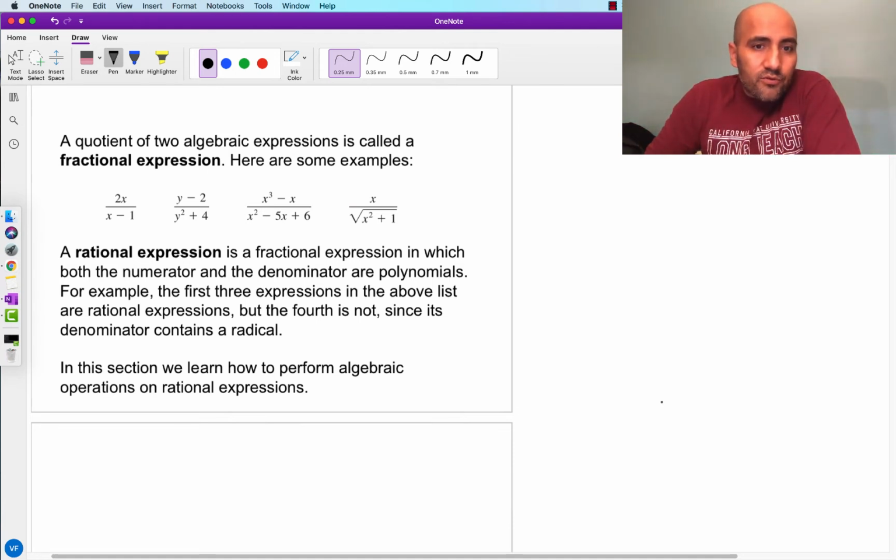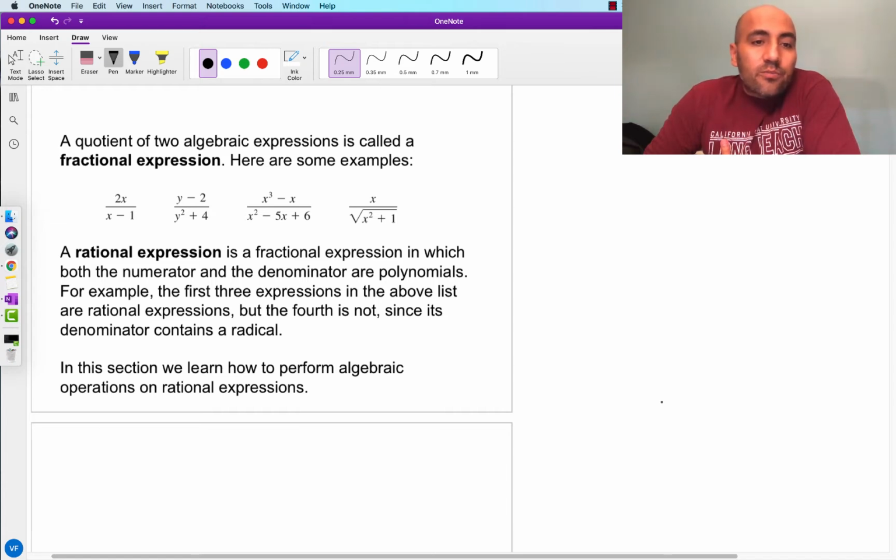Okay, so a quotient of two algebraic expressions is called a fractional expression. Here are some examples. You can see 2x over x minus 1, y minus 2 over y squared plus 4, x cubed minus x over x squared minus 5x plus 6, or x over the square root of x squared plus 1. What do all these have in common? It's a giant fraction, right? It's a division of two algebraic expressions.